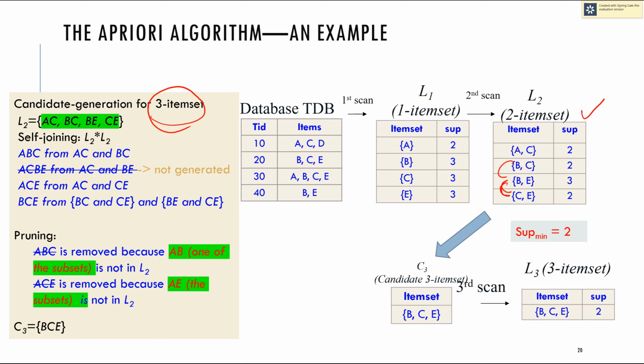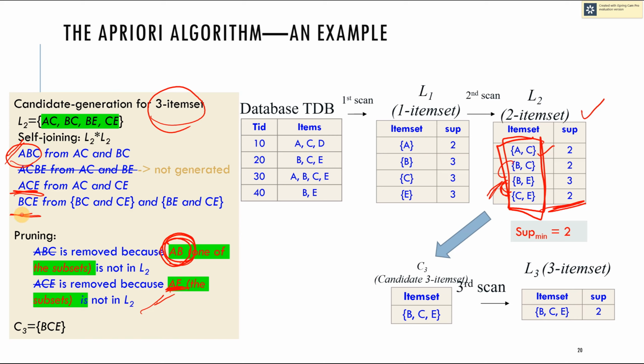Okay, then what about the pruning here? Pruning occurs because ABC, okay, ABC is being removed here. ABC is being removed because AB, remember AB here, is not one of the subsets in L2. Okay, so you have to take a look at the item sets in L2 as well before you generate the 3 item set. So AB is not in here, so we cannot use ABC, right? Same goes for ACE. Do we have AC here, right? But then we don't have AE. Okay, AE is not here, so we have to prune them also.